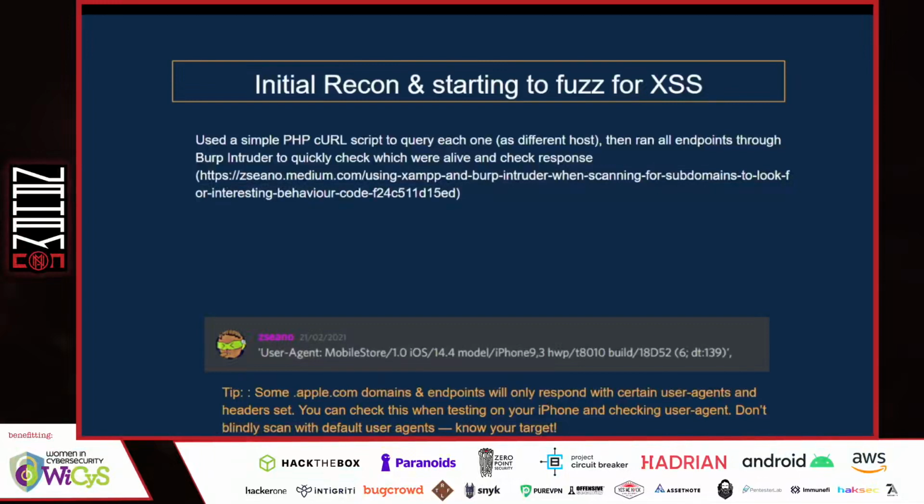If you try to access it with a desktop user agent, just a blank screen, nothing happens. But if you give it the right user agent that it wants, it will respond and you can start doing things. Now, I found that on a lot of their API calls you needed specific user agents for them to be able to say, okay, I'll react to this. So don't just blindly scan with your user agents, know your target and know what you're looking for.